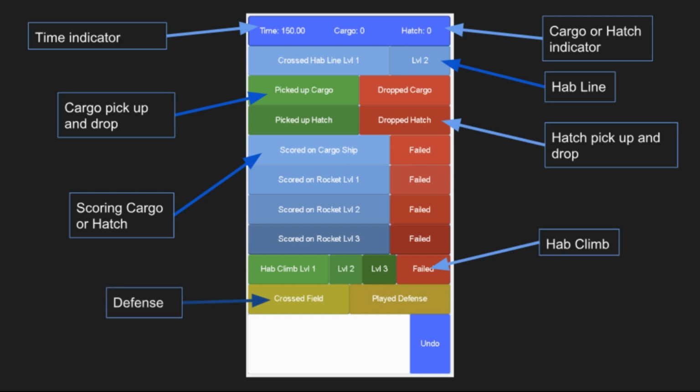There's also defense. There are two things we track in defense. There's crossing the field, which means if they cross over to your opponent's side, and then there's play defense, which I'll talk about later. There's also an undo button, so if you make any mistakes, like let's say you accidentally indicated they failed on a cargo hatch, but they actually somehow managed to put it in correctly and scored it, then you would undo it and press scored on cargo ship. And then the last component is the event log, which you can take a look at to see all the events in the time you pressed them.